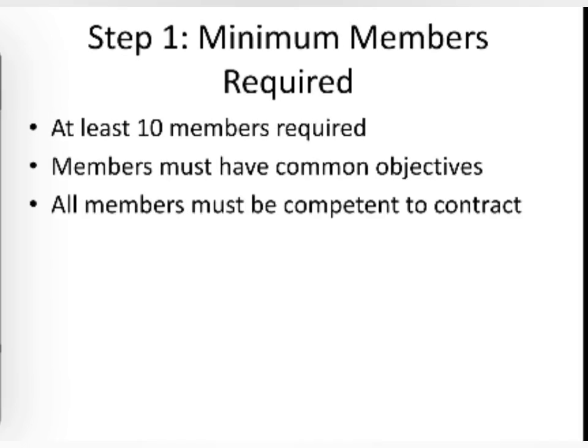Now, steps to set up a cooperative society. Step first, minimum number of members. A cooperative society requires a minimum number of members for registration. Generally, at least 10 individual members who are competent to contract. They usually belong to the same locality or share a common interest. The exact requirement may vary according to state laws.